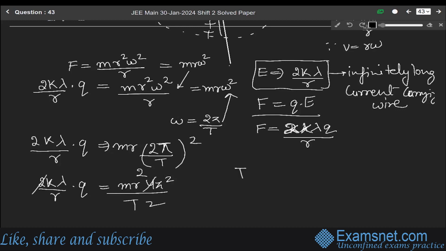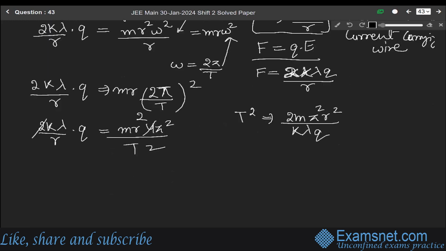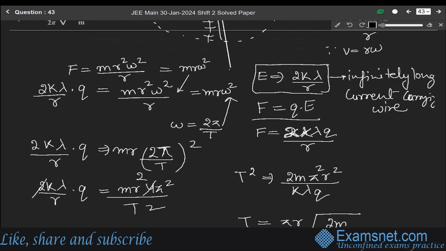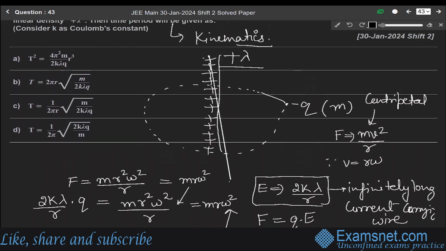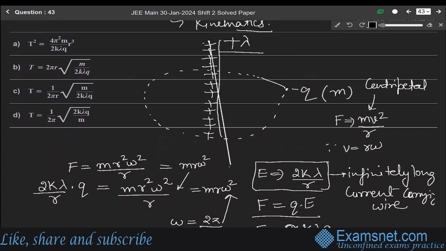So we get T squared equals 2m pi squared r squared over k lambda q. So T will be equals to pi r under root 2m upon k lambda q. So the correct option is T equals pi r under root 2m upon k lambda q.